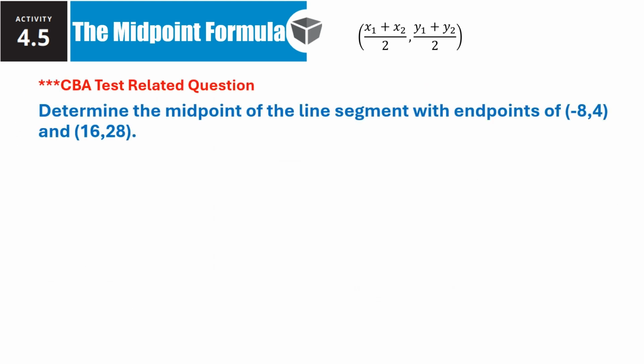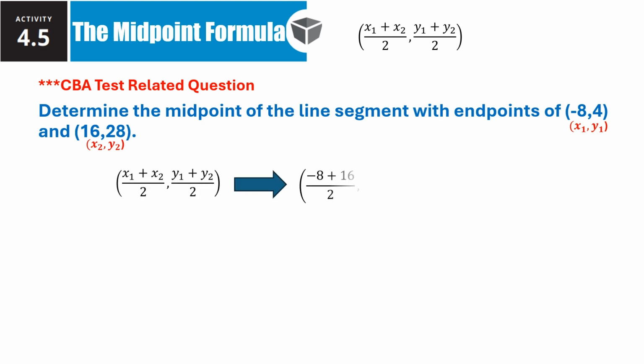This is a question that has been in a previous geometry CBA exam. The problem asks to find the midpoint of a line segment given 2 points. To find the midpoint, just plug in the numbers to the formula. The midpoint of the 2 points is negative 4, 16.